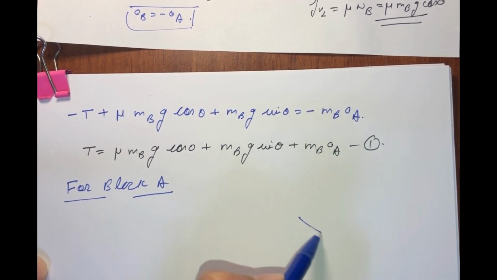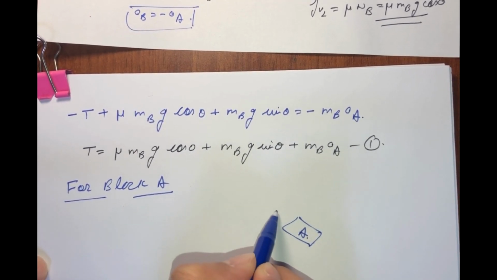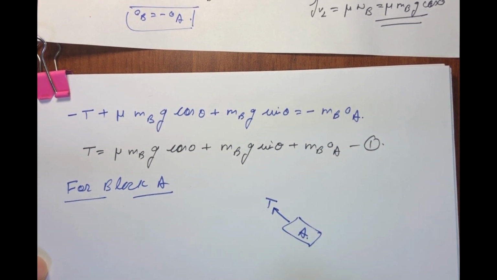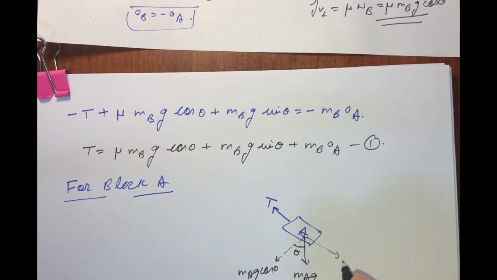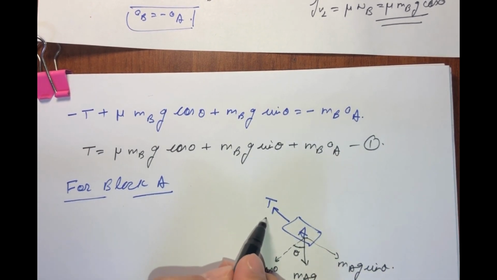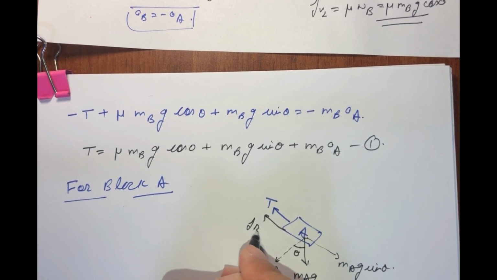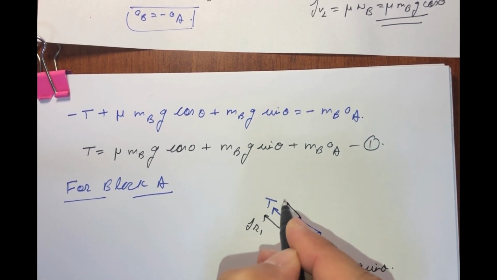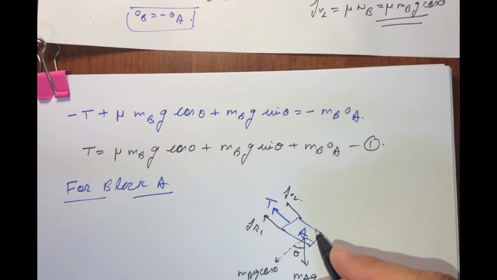And if you draw its free body diagram, so we have this block A. There will be tension T in the upward direction, and we are going to have MAG in the downward direction, and this angle is theta. So we have this MAG cos of theta, and here will be MAG sine of theta. There will be friction in the upper direction, which is FR1, and there is also FR2, and there will be normal.